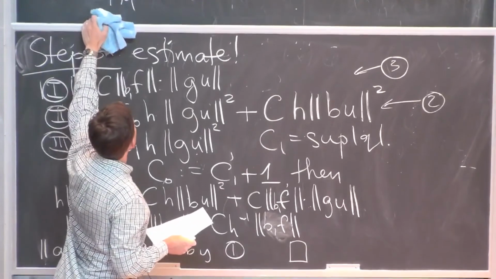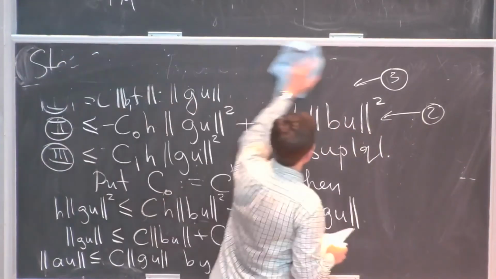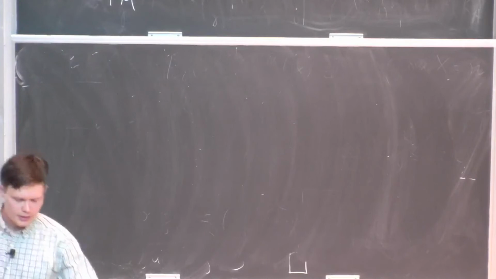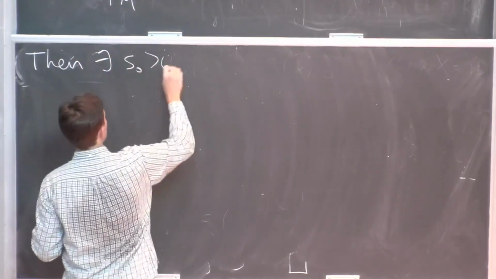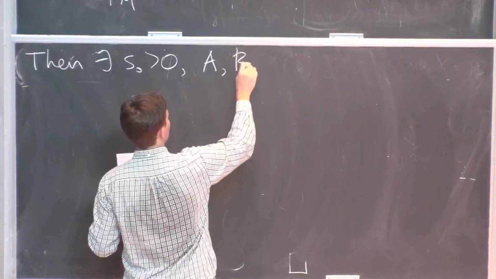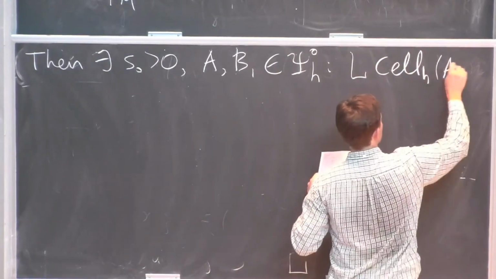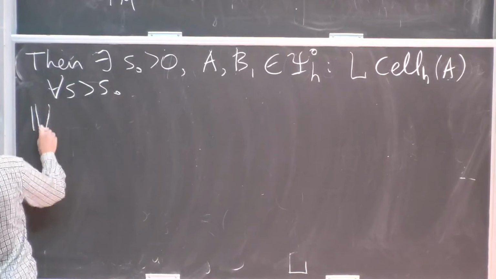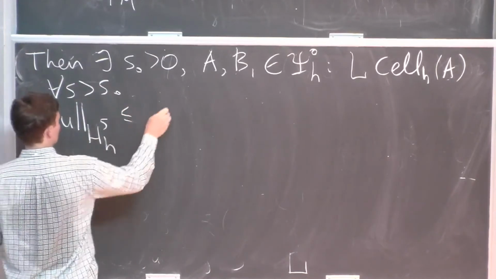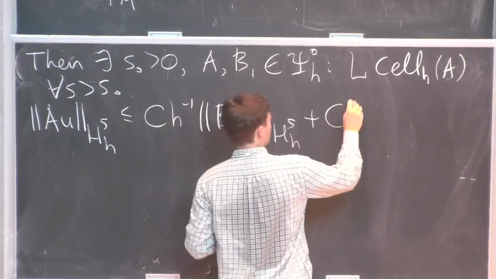This is the assumption. And what's the conclusion? The conclusion is actually something very curious. So there exist s0, A, and B1 in Ψ^0_h, such that L is an elliptic set of A. So basically, A can be microlocalized near L. And we have that for every s bigger than s0, the norm of Au in H^s_h is bounded by a constant times h inverse norm of B1 f in H^s_h plus the usual remainder.